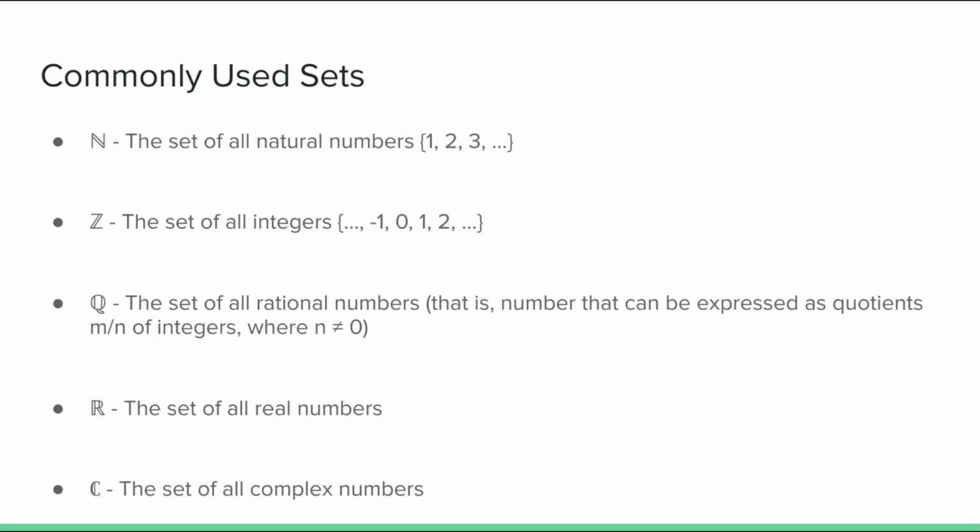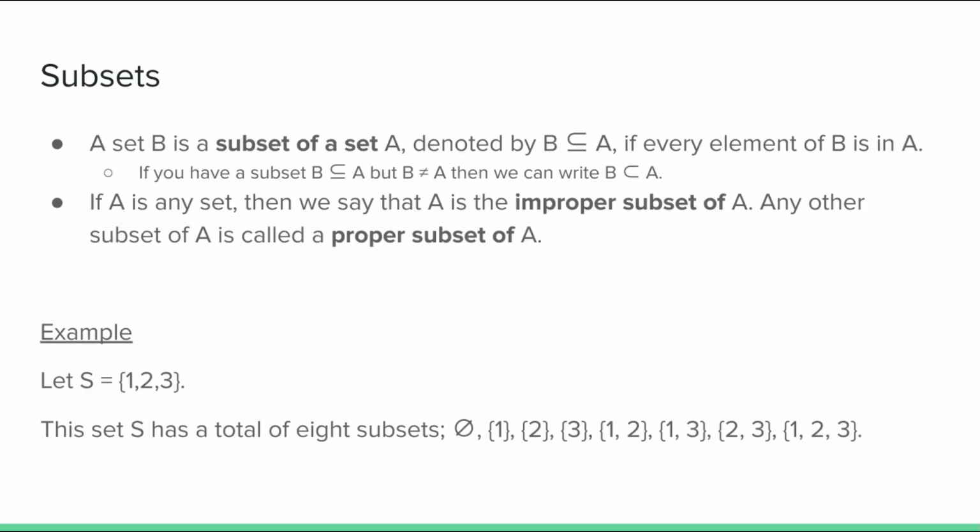Some commonly used sets, you probably have encountered before. We have the set of all natural numbers, 1, 2, 3, all the way to infinity. We have the set of all integers, which are your negative and positive whole numbers. Then the set of all rational numbers, so any number that can be expressed as a fraction. The set of all real numbers, which includes rational numbers, irrational numbers, everything above. And then the set of complex numbers, which brings in imaginary numbers. We'll get onto complex numbers later on in the series.